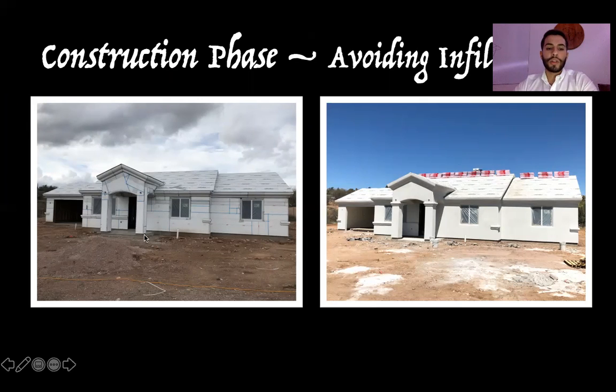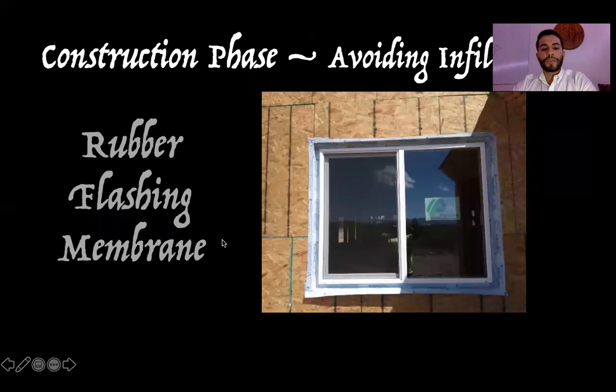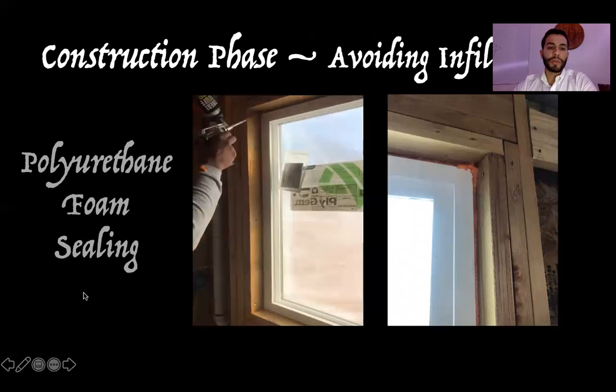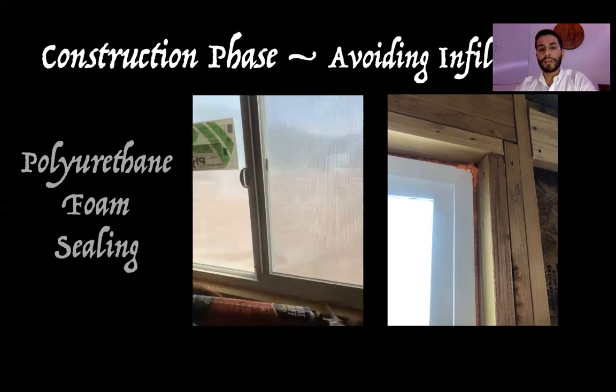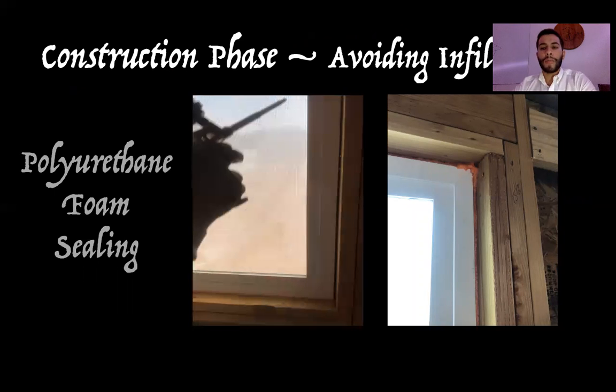So here on this first image on the left, you can see this home is in the foam and chicken wire stage. And then in the second image on the right, you can see that it's in the stucco stage. The first thing that we do is we apply a rubber flashing membrane to the exterior of the window. This helps prevent humidity as well as that infiltration from air. The next thing we do is we apply polyurethane foam sealing on the inside of the window, again, to create a tighter seal and overall just improve efficiency.